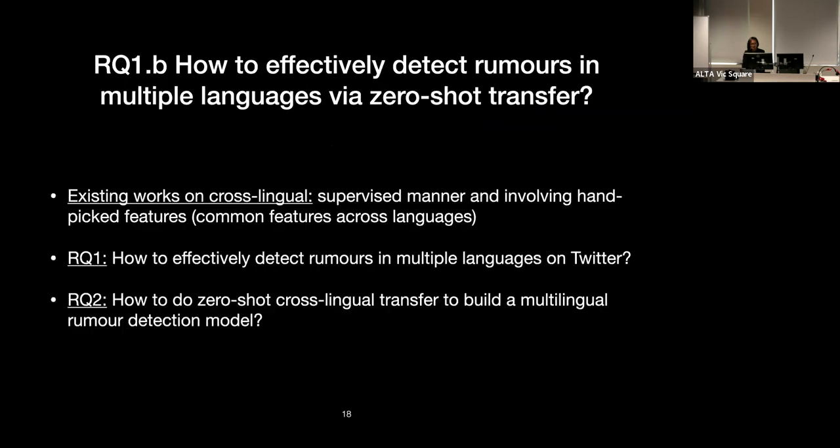So yeah, that's more about the COVID data set, and then we found out there is more than one language in the data. So that motivates us to ask how to effectively detect rumors in multiple languages with zero-shot learning transfer. So that's our second research question: how to do cross-lingual transfer to detect rumors.